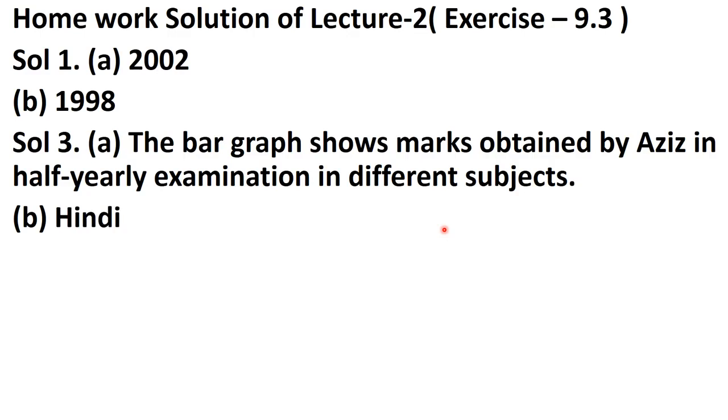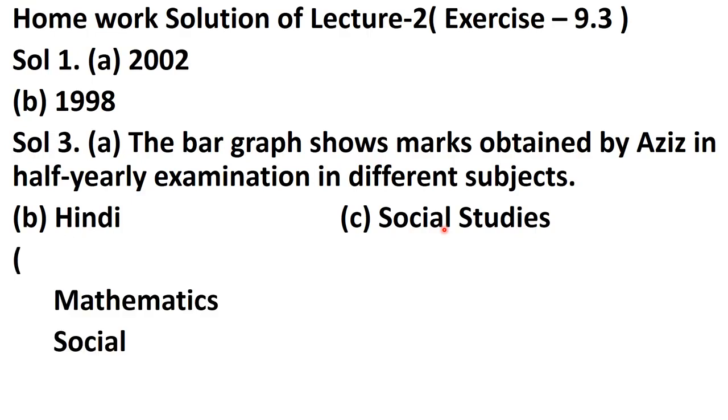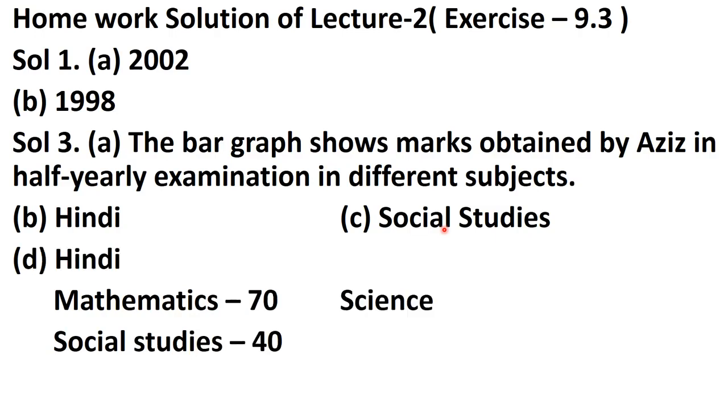Answer of B is, name the subject in which Aziz scored maximum marks. It's Hindi. C. Name the subject in which he has scored minimum marks. Social studies. And the D is, state the name of the subject and marks obtained in each of them. Of every subject you have to write down the marks. Here I have written. You can check your answers.